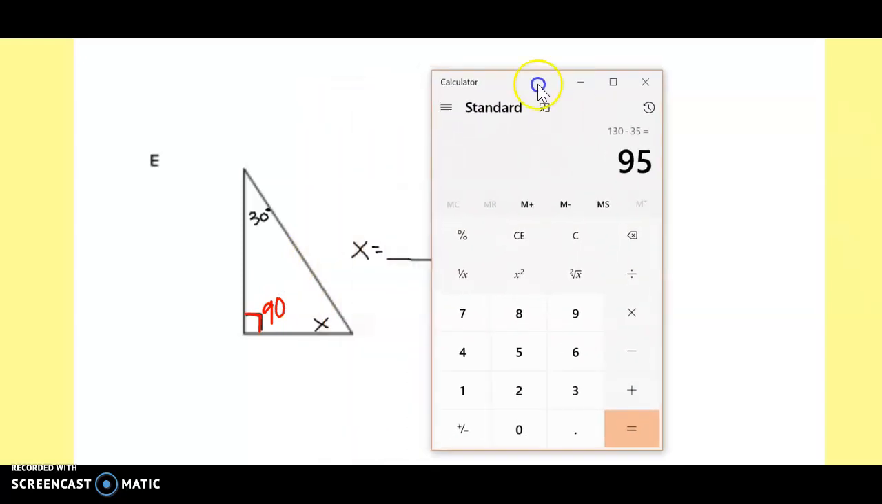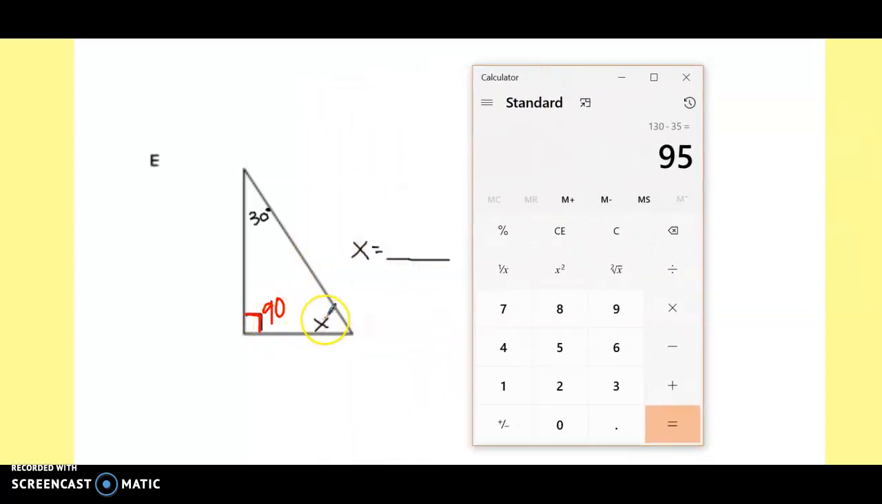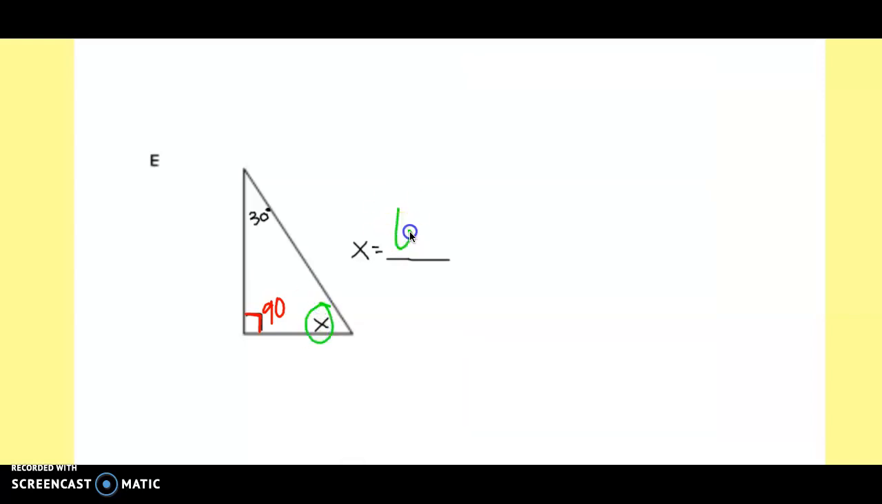So again, I know 2 out of 3. I want to figure out this third angle. So we take 180 and we subtract what we know. So minus 30, minus 90, and you find that that missing value, this angle right here, is 60 degrees.